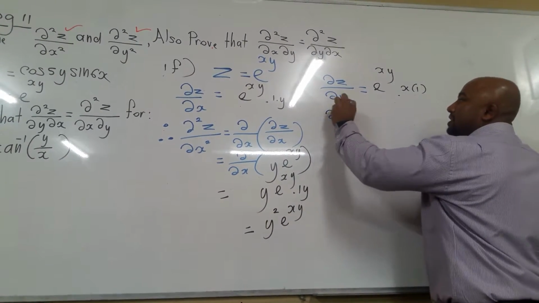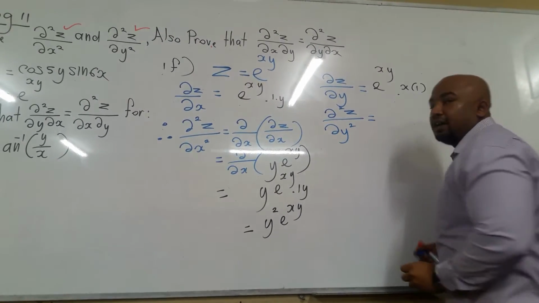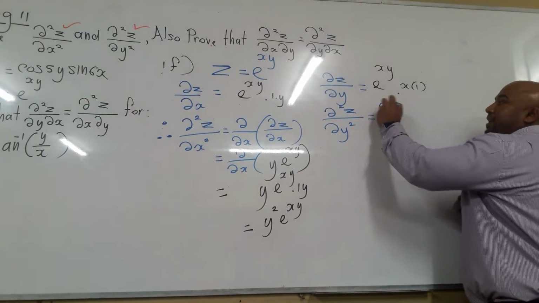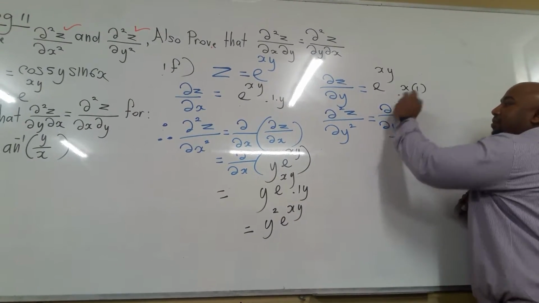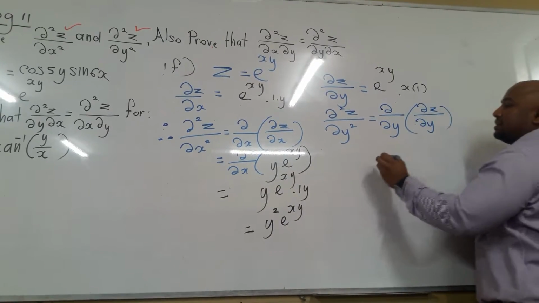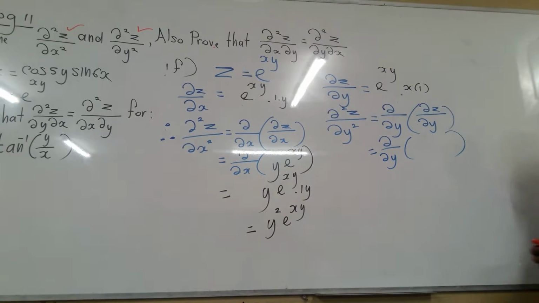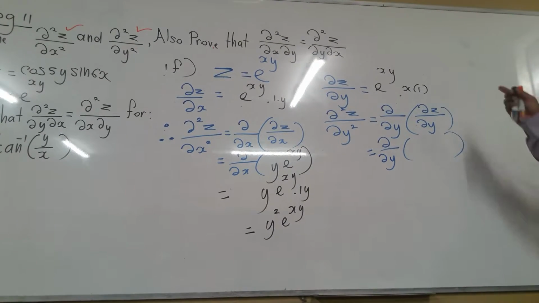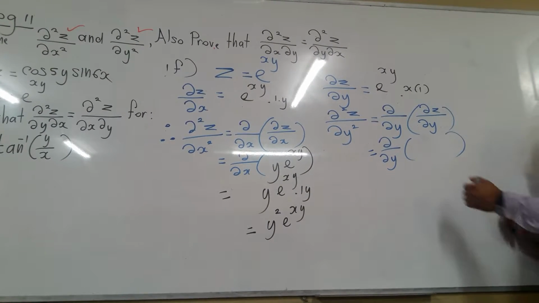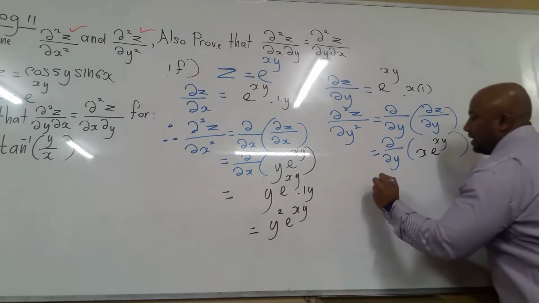Second derivative, d squared z over dy squared. Again, understand how to write it out so you don't make a mistake. So that's d over dy of dz dy. What was dz dy? We just found it, which was x e to the power xy.